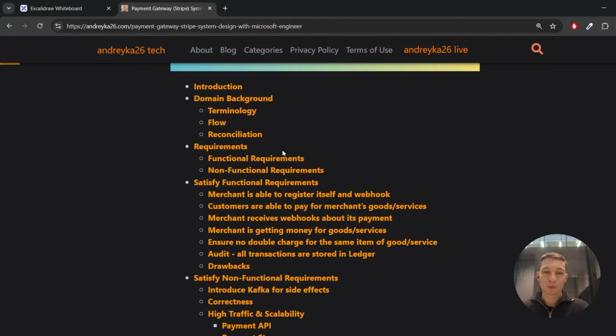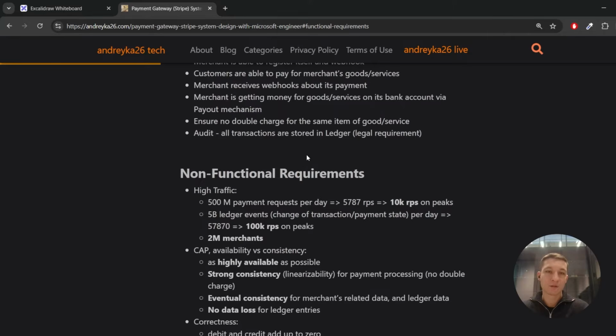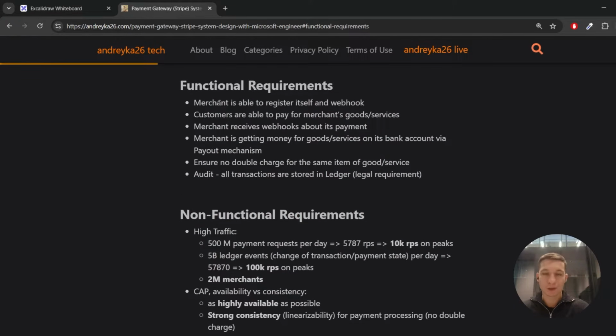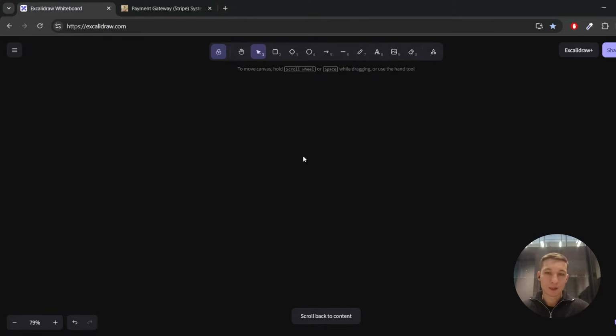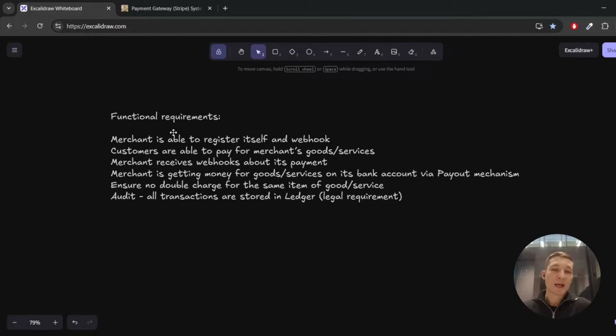So I think it's time to proceed with functional requirements, and I will refer to my own technical article, which covers the system design with all the details. So this will be our functional requirements, and let's go one by one. First one: the merchant is able to register itself and a webhook. A webhook is just an endpoint on the merchant side where we can send notifications about the payments. If you ever integrated with Stripe, you know that Stripe can send over 100 different types of webhooks. Based on those webhooks, you can, for example, initiate the delivery process.